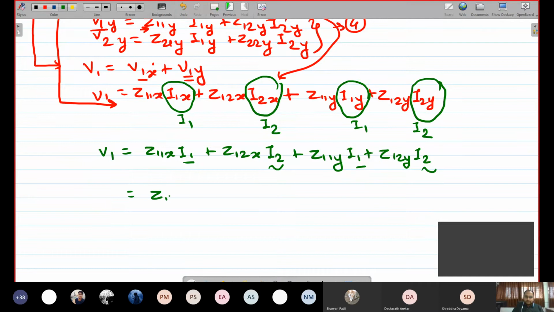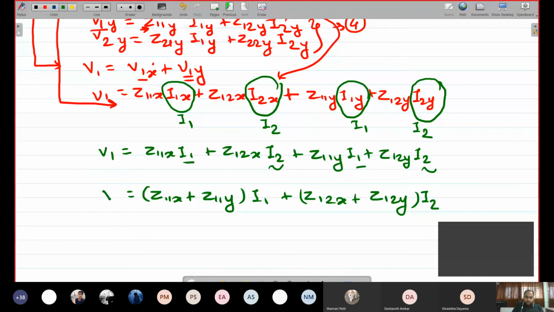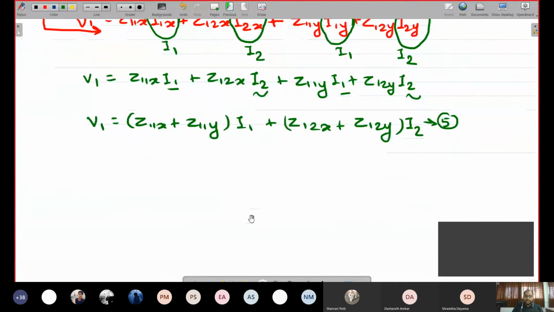So (Z11X plus Z11Y) multiplied by I1 plus (Z12X plus Z12Y) I2. This is nothing but, let us say, equation number 5. And let us compare this equation with the standard Z parameter equation.